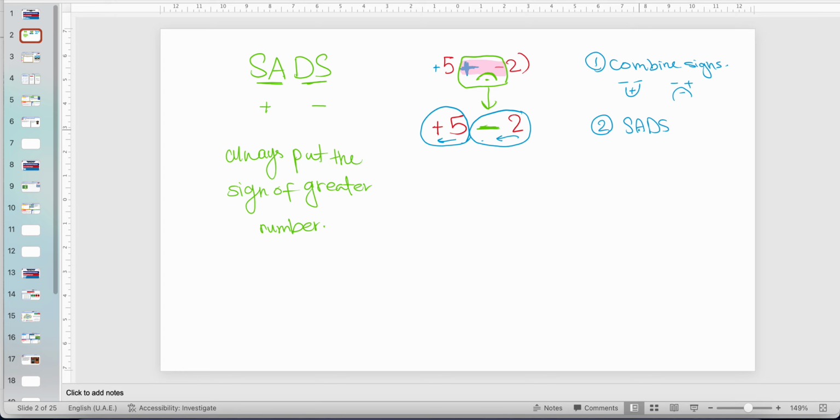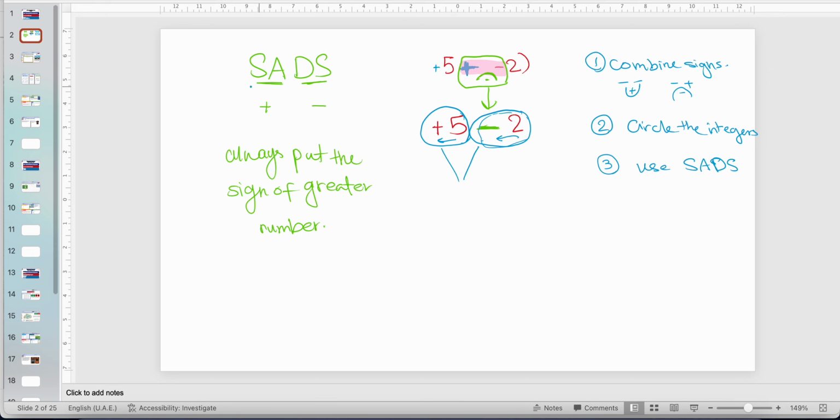Now what does apply SADS mean? The second step is to bubble your numbers, or circle the integers. The first integer I circle with its sign, the second integer I also circle with its sign. The third step is use SADS. Can you see, before you use SADS, you have two steps to make sure that you already prepared. So now I can use SADS.